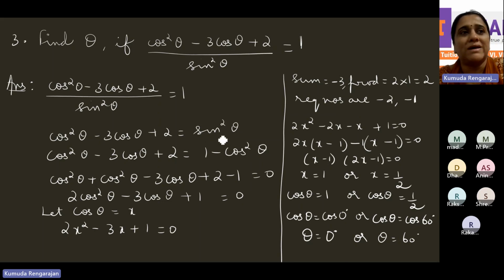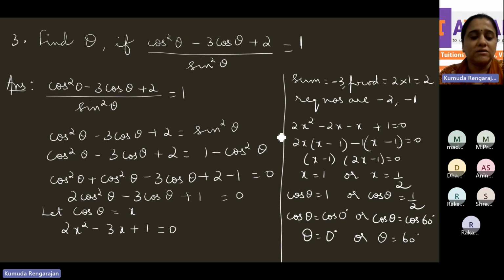So sine square theta is 1 minus cos square theta. So this way, throughout the equation, you will have only this ratio, cos theta or cos square theta. That's why we replace sine square theta with 1 minus cos square theta, and then we take all the terms to one side.